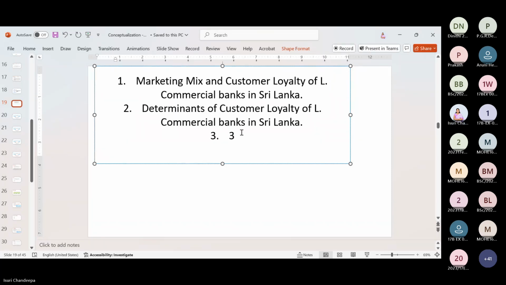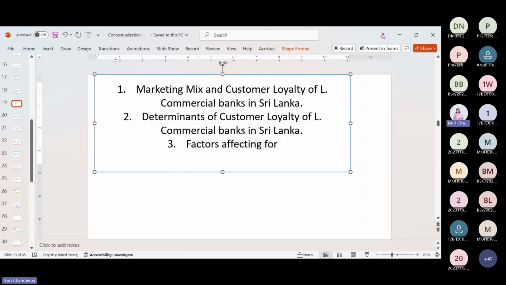Third one: factors affecting customer loyalty.